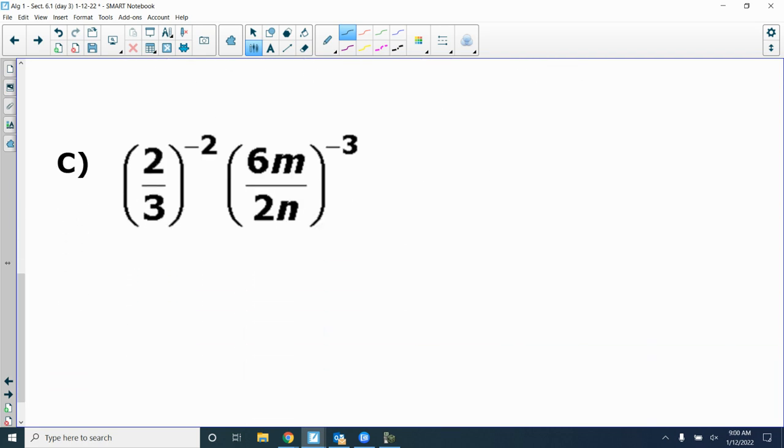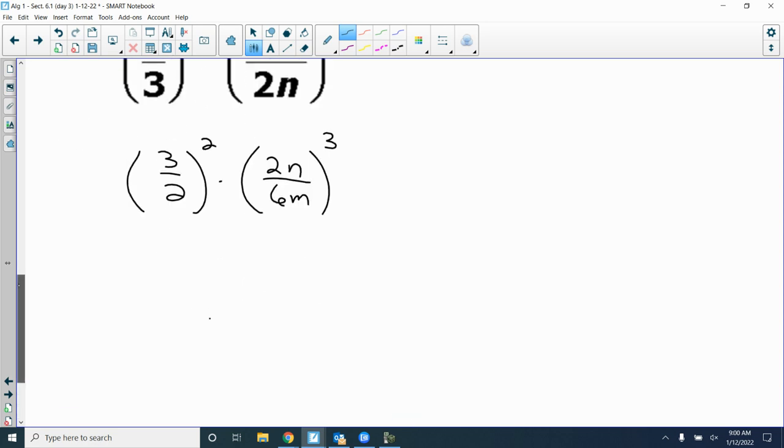All right, now C. They do a couple here with the negatives. Do that first step we talked about. Flip it. Make the outside positive. Do that now. Write it underneath there. Flip both insides and make that outside positive. And so I get 3 over 2 to the positive 2 power, and I get 2n over 6m to the positive 3 power.